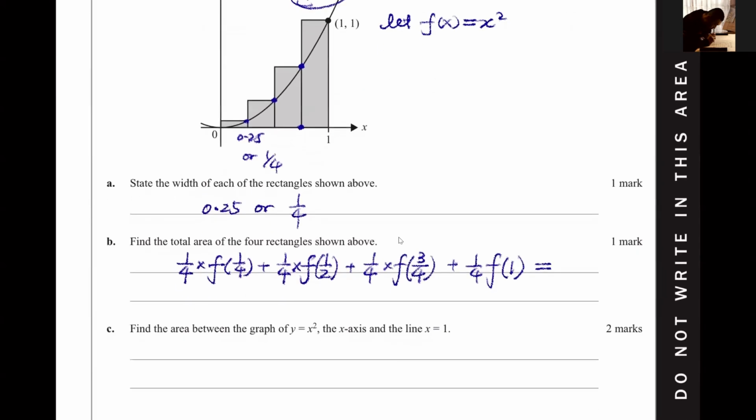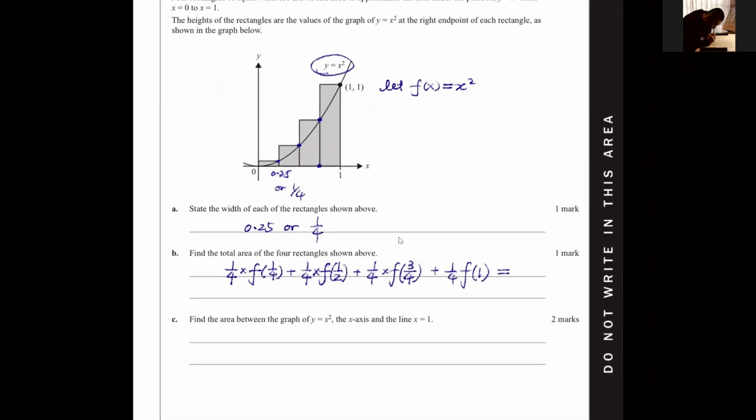And the next thing is find the area between the graph, the integral from 0 to 1 of x squared dx. That is 1/3 x to the power 3 from 0 to 1, and that gives you 1/3, I suppose. Okay, so I need to use my CAS to figure this out.